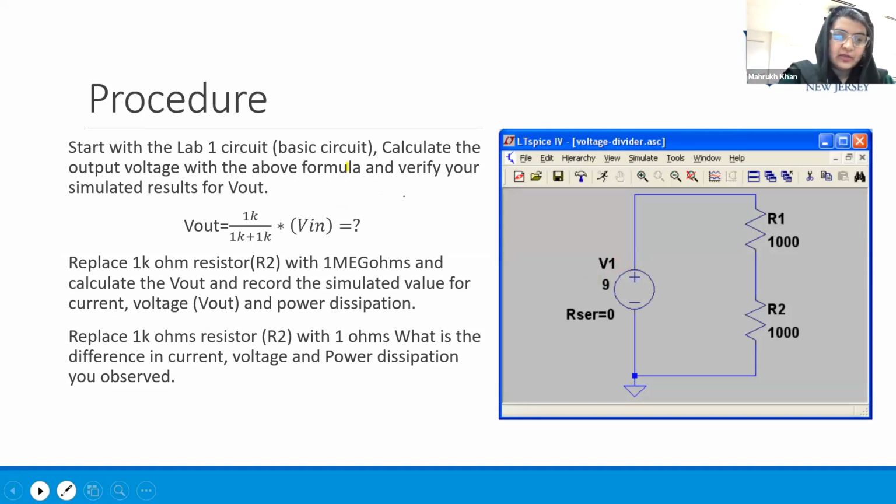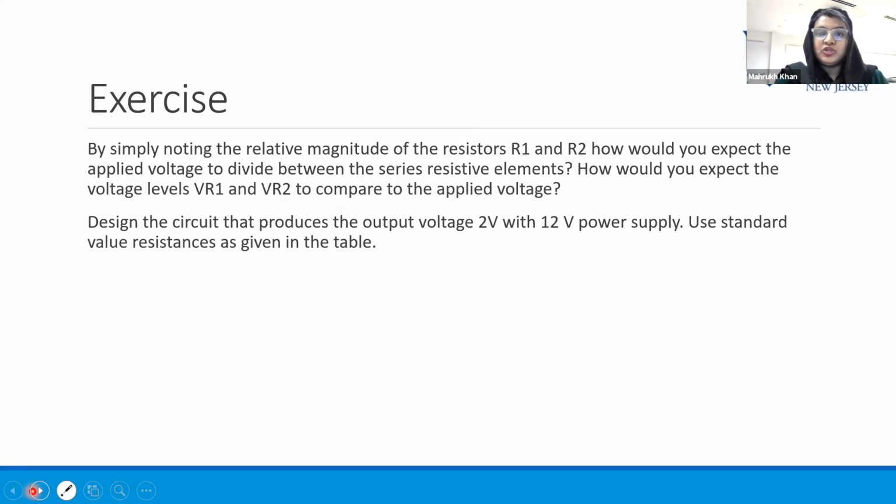So what I'm trying to say is that you need to really write it in words, what do you think, that R1 and R2 values have an impact on V out, okay? Then you have to design the circuit that produces the output voltage 2 volts with 12 volt power supply.